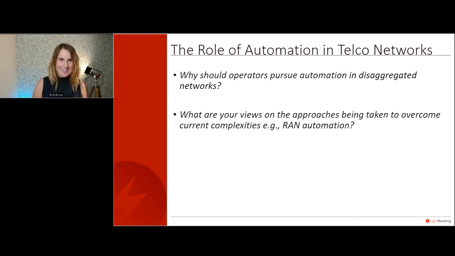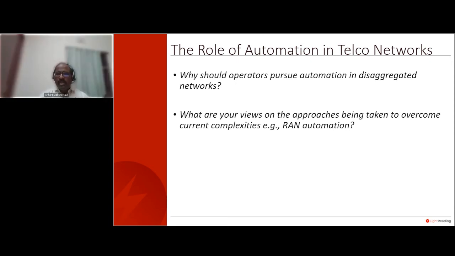Thanks, Ruth. I can start this question and then hand it to Sandeep. Why should operators pursue automation in these disaggregated networks? Actually, we are splitting the telco network horizontally. We are disaggregating hardware from software. That is one. And we are dividing the software stack among multiple vendors. Many players are involved. If you want to make any change in this telco network, doing it manually will cause a lot of trouble, and it is almost impossible. So definitely, to manage these networks, a lot of automation is needed so that they can stitch it together and make sure the automation works together.